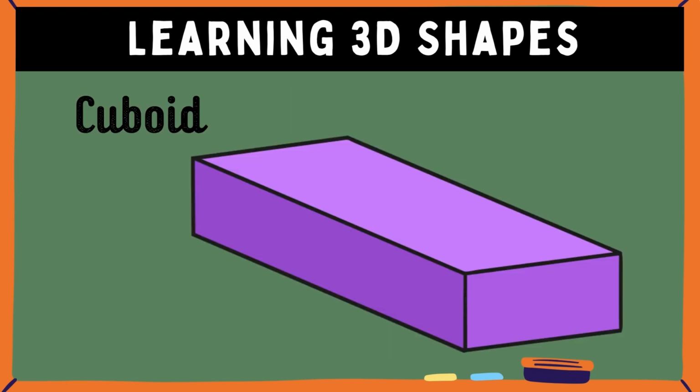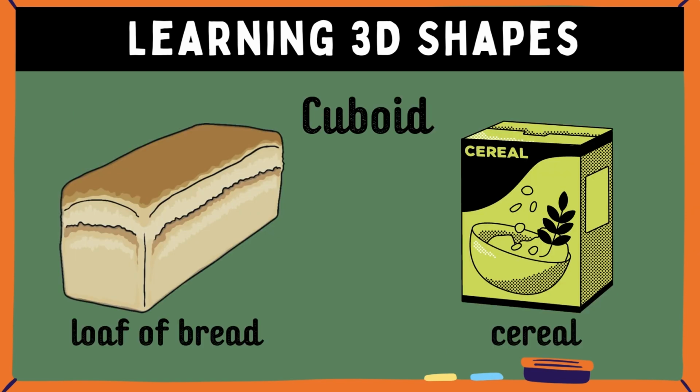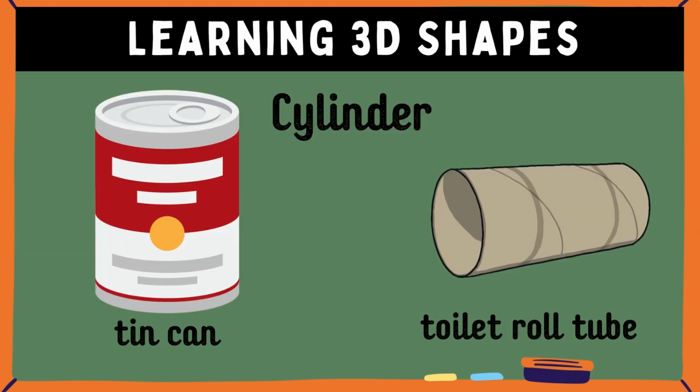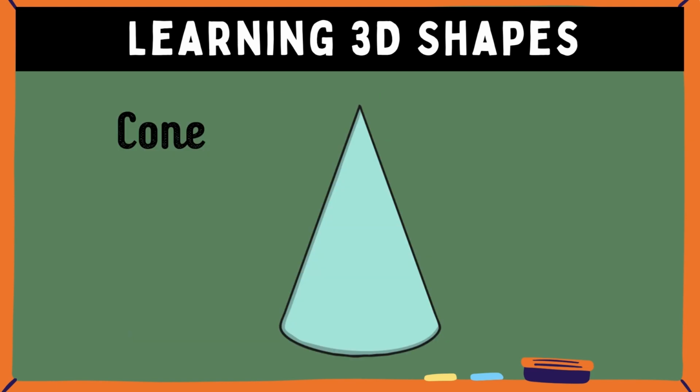This shape is called a cuboid. Can you say cuboid? Cereal boxes are cuboids, and a loaf of bread is a cuboid too. Can you think of an object that is a cuboid? This shape is called a cylinder. Can you say cylinder? A tin can is a cylinder, and a toilet roll tube is a cylinder. Can you think of an object that is a cylinder?